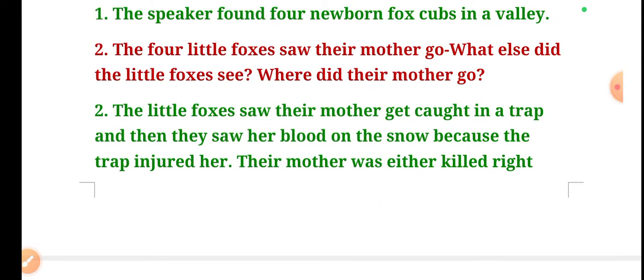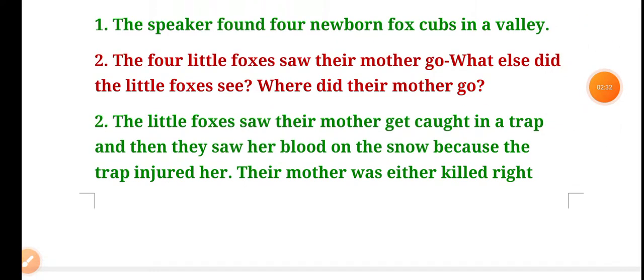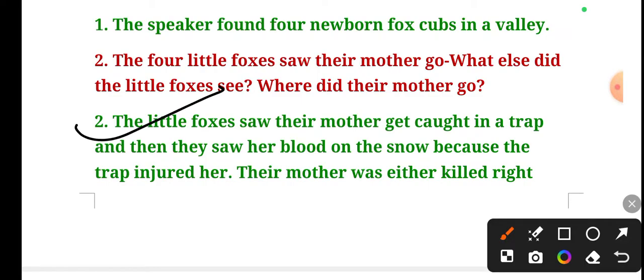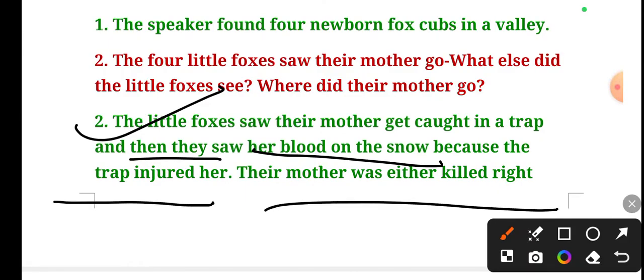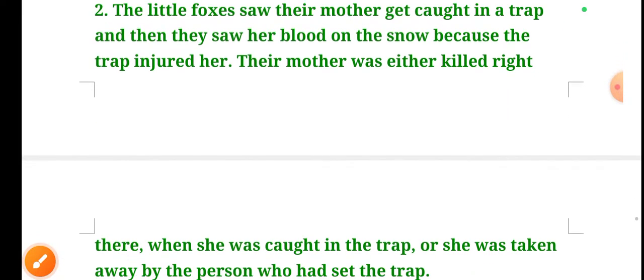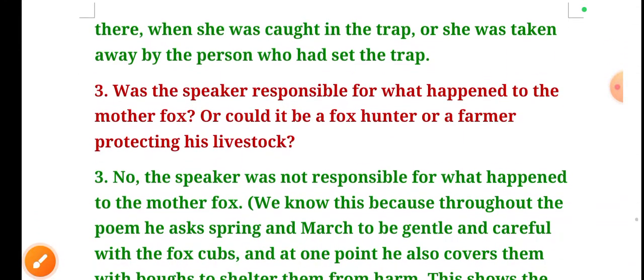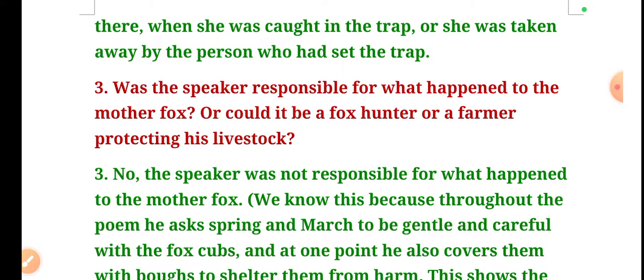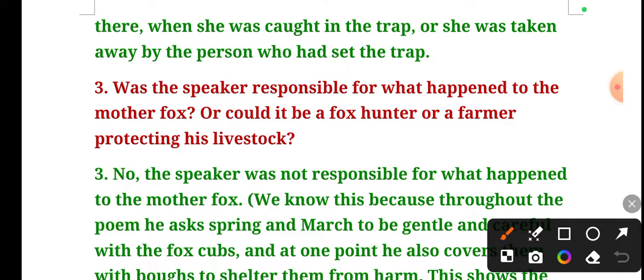Question number 2. The four little foxes saw their mother go. What else did the little foxes see? Where did their mother go? So the little foxes saw their mother get caught in a trap, and then they saw her blood on the snow. Because the trap injured her, their mother was either killed right there when she was caught in the trap, or she was taken away by the person who had set the trap.